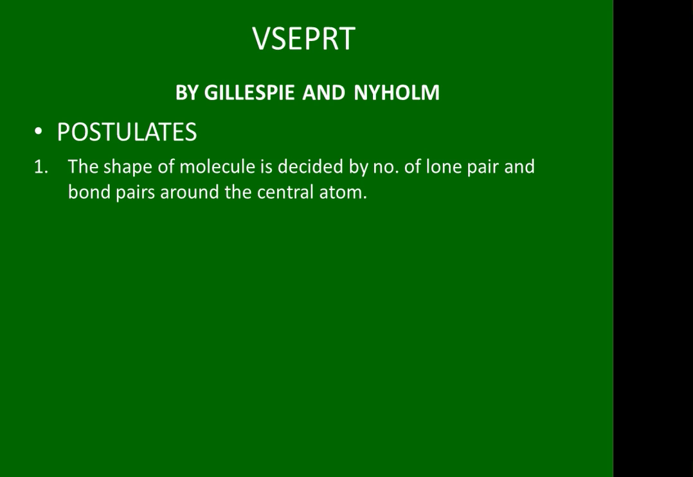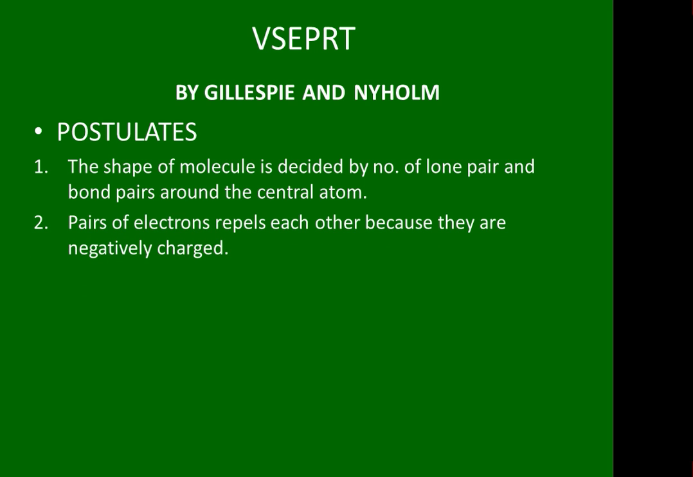Suppose there is an ammonia molecule having chemical formula NH3. So the central atom is nitrogen here. Okay. So the shape, the geometry of the ammonia molecule is decided by the number of lone pairs and bond pairs. The first postulate explains this.